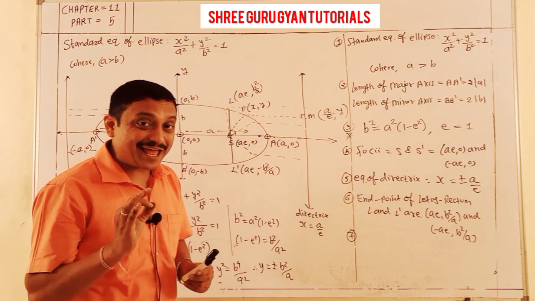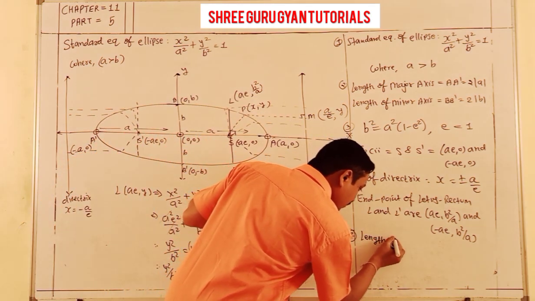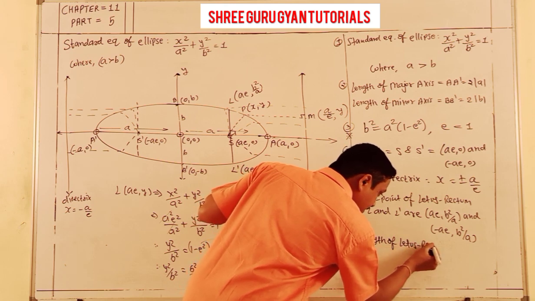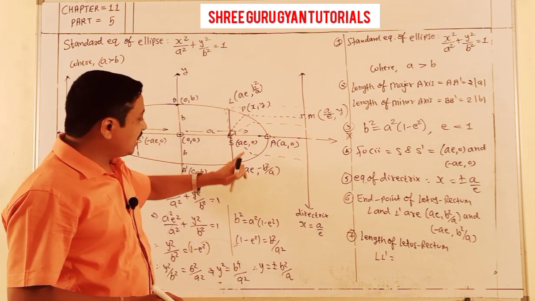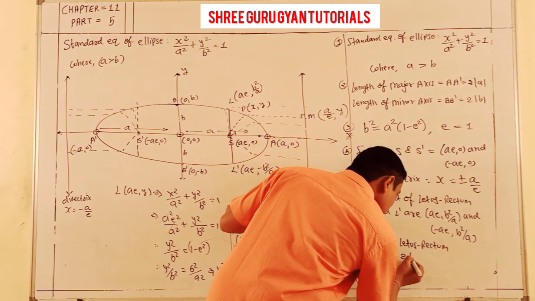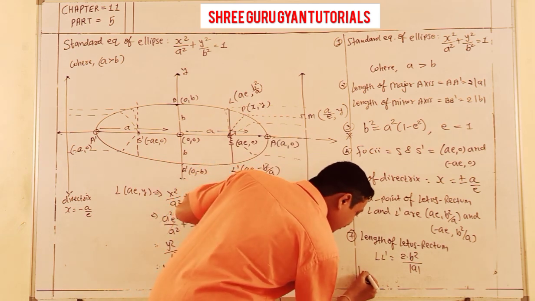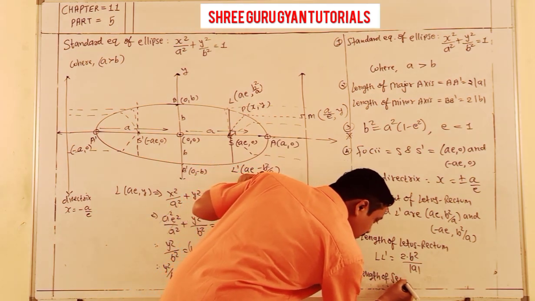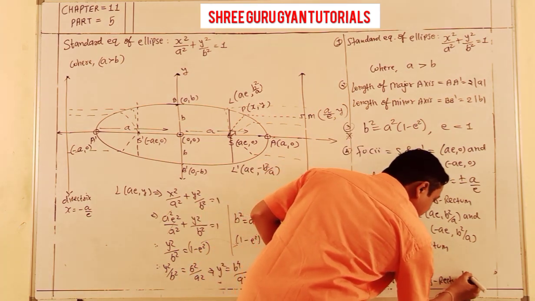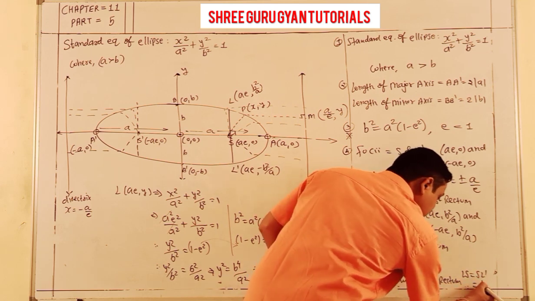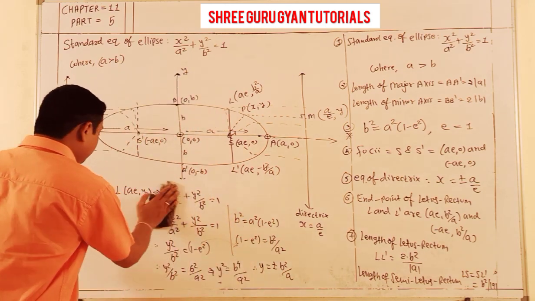Now the 7th point, length of latus rectum, L of LR. Yes, length of latus rectum L L dash, this much, a is totally cancelled, it is 2 times b square by modulus a. And semi latus rectum, half the length of latus rectum, LS or S L dash, which is only b square by modulus a. This is half. Now 8 and 9, one more 2 points I cover in these parts.